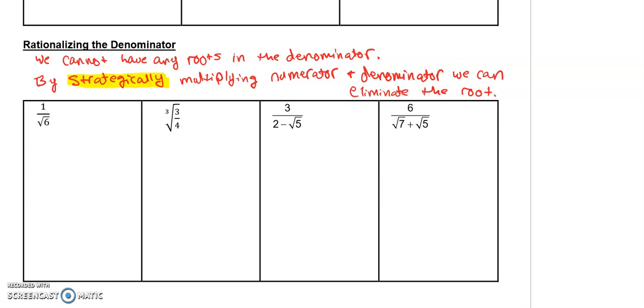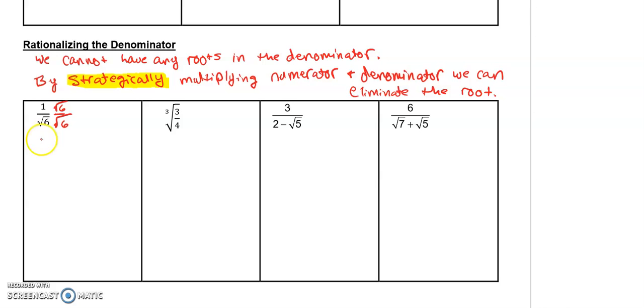So first things first, the easiest type is if you just simply have one square root on the bottom. So I have 1 over the square root of 6. We want a perfect square under that root. 6 is not a perfect square. However, let's multiply by the square root of 6 over the square root of 6.